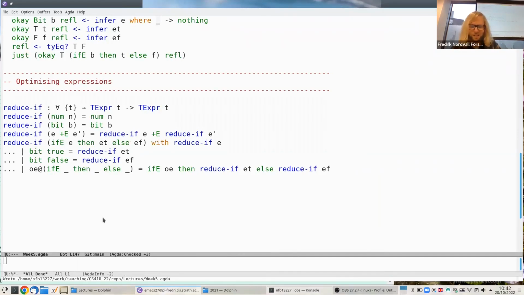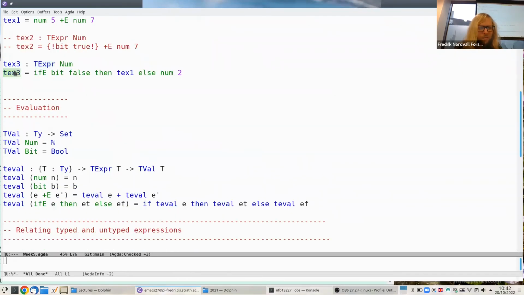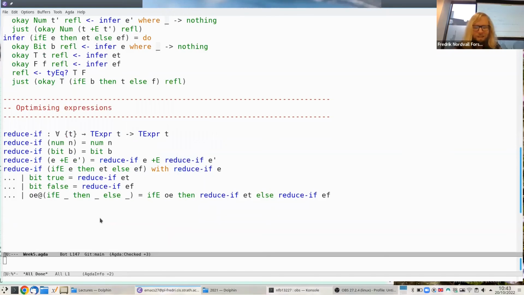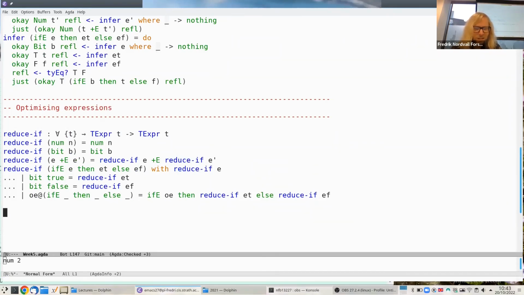So for example, now if we had an if up here somewhere, right? Type expression 3 is an if. The expression is this big thing, and if I run reduce if on it, then I just get the num2 out, right? So it seems to work. Okay, good enough. But we can actually prove that it works, right?